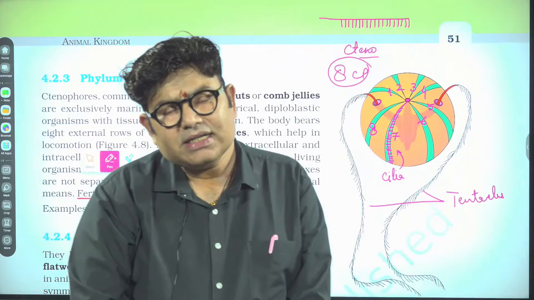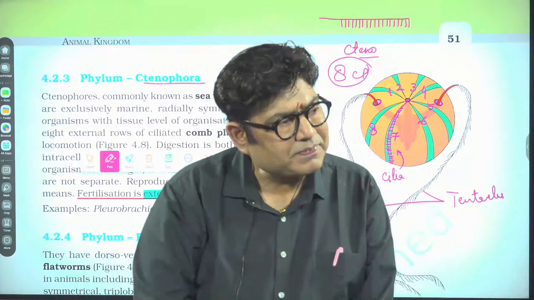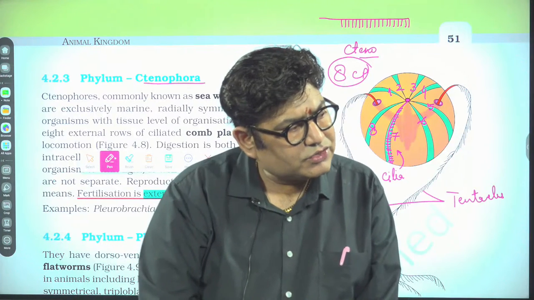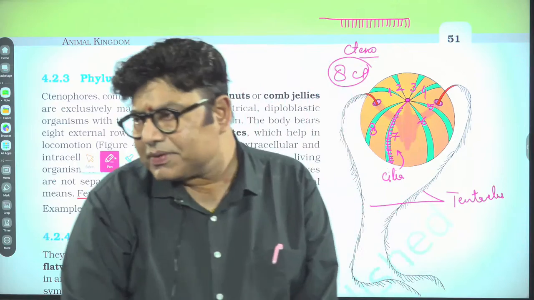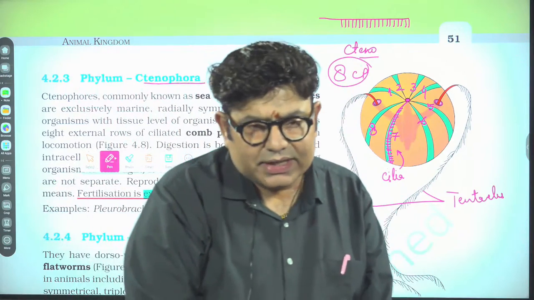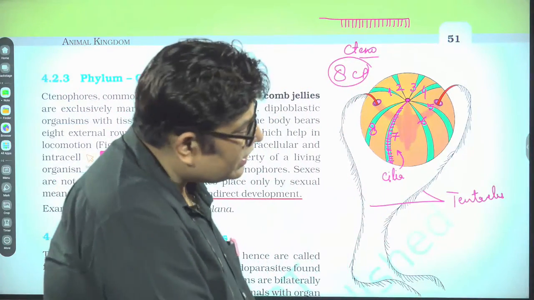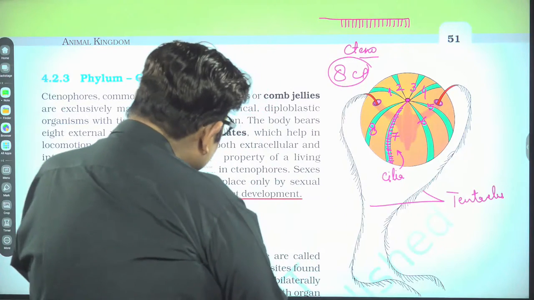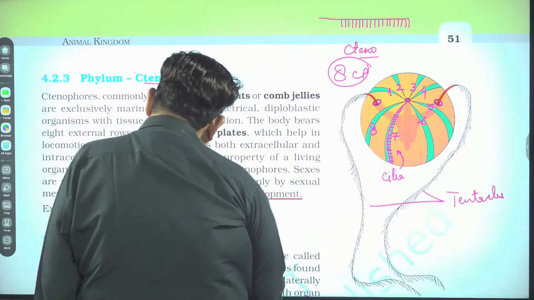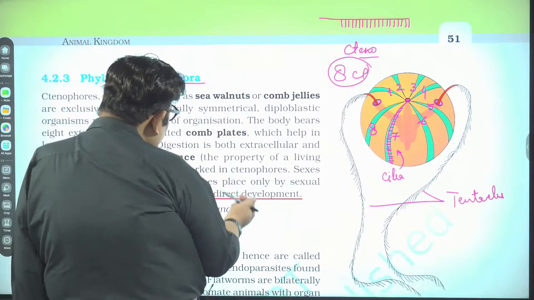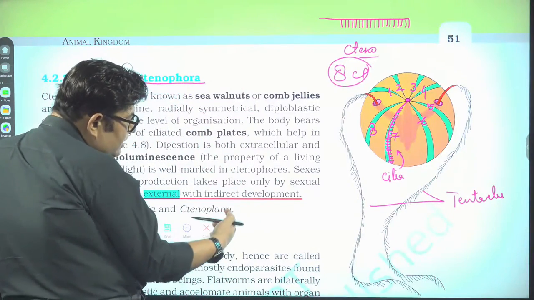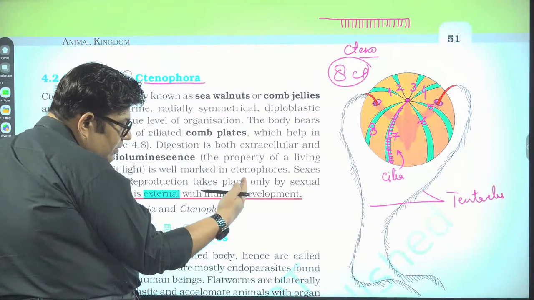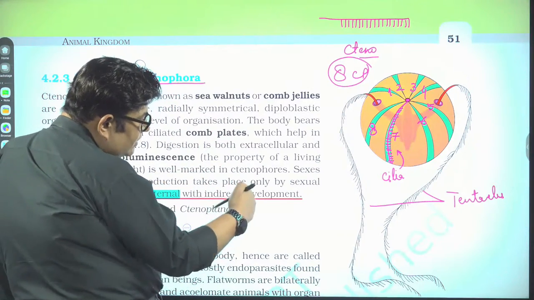What is one thing which is present in Cnidaria but absent in Ctenophora? Yes, Priyanka, you are absolutely right: nidocytes, or nidoblasts, or stinging cells. This phylum does not possess stinging cells. So they do not have the nidoblasts or the nematocytes and all. That is not there in this phylum.